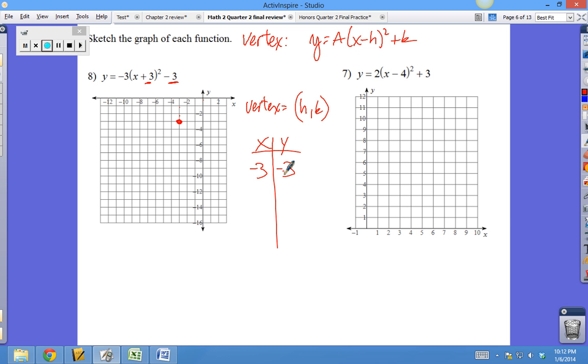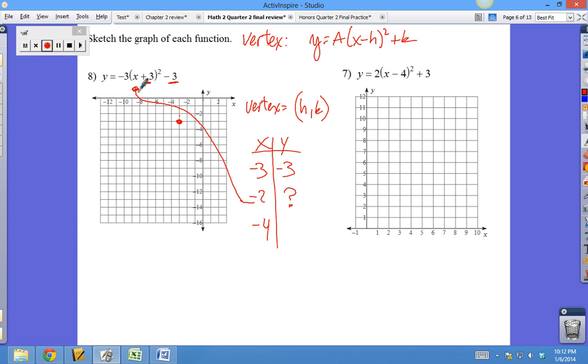So I need to find another point that's in the neighborhood of my vertex. So you're going to find the point before it or the point after it. You're going to try either a -2 or a -4. And it doesn't matter which one. If we try a -2, if you have the x but you want the y, all you do is take the x, plug it into your model, do the math, and it will give you the y.